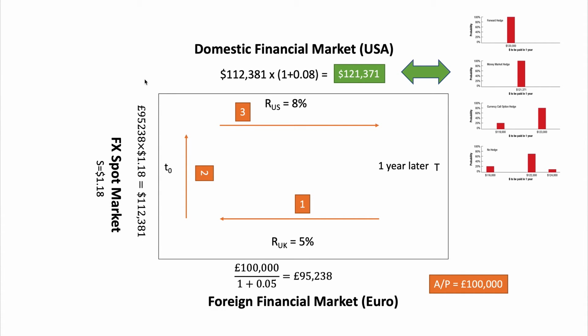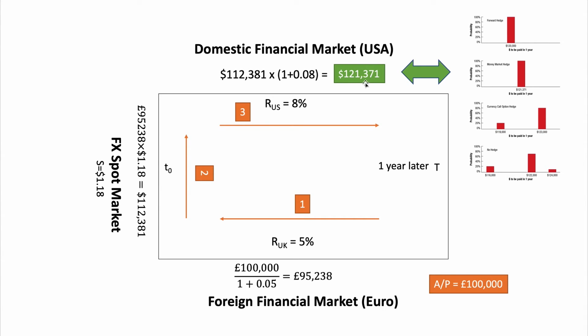The second step gives you this number, $112,381. If you put it in the bank, earning 8% per year interest at the end of the year, a year later, that amount is $121,371 US dollars.